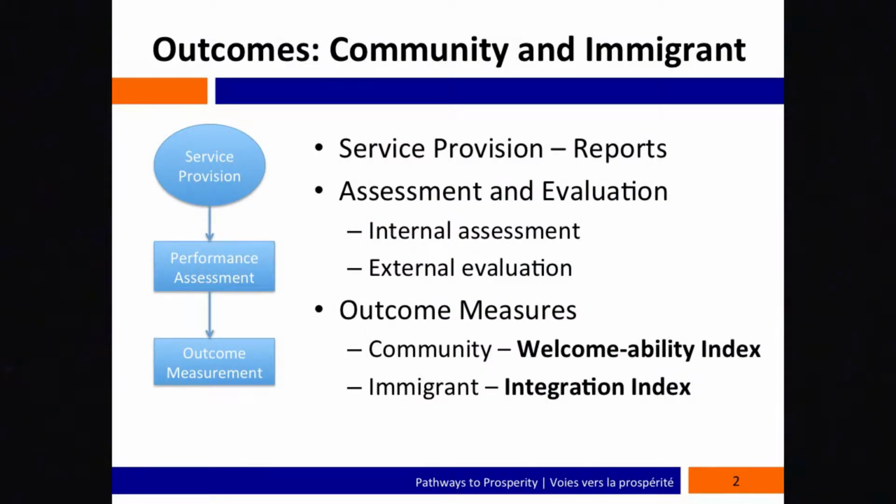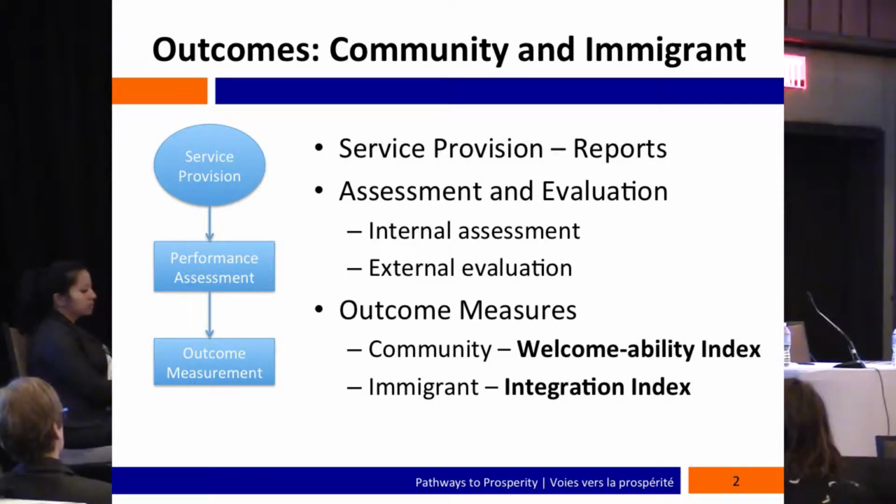So in the next few minutes, I will talk about examples of research that we have done to measure outcomes at 2 levels. At the community level, we use the Welcomeability Index, a measure of the ability of communities to welcome and integrate immigrants, and at the individual level, the Integration Index, a measure of the extent of the participation of immigrants in society's economic, sociocultural, and political domains. So I now proceed to show some studies that we have done.